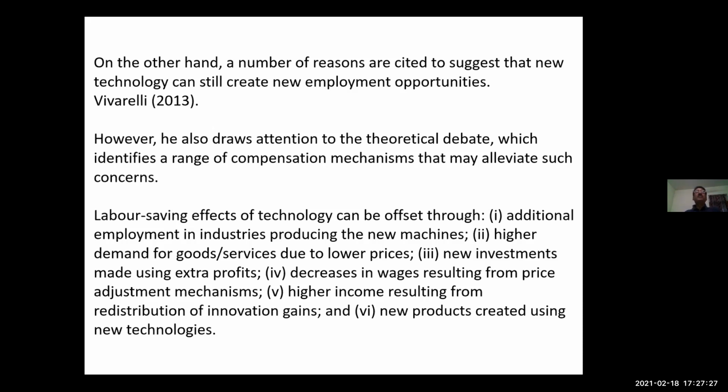Higher income resulting from redistribution of innovation gains. Innovation gains may result in a different type of income distribution, and that can lead to a lot of new investment. New products can be created with new technology. So those new products will also engage labor to some extent, and as a result, not necessarily the employment will be declining. Maybe in the parent company, the employment levels will come down, but because of the scale effect, because of the new investment coming up, because of the new products which will be manufactured, employment losses can be compensated for.